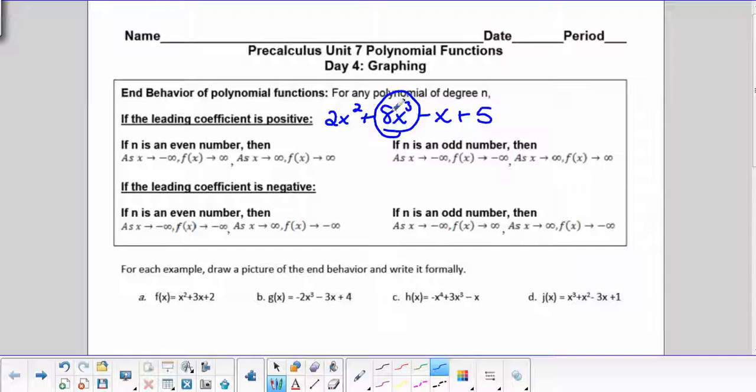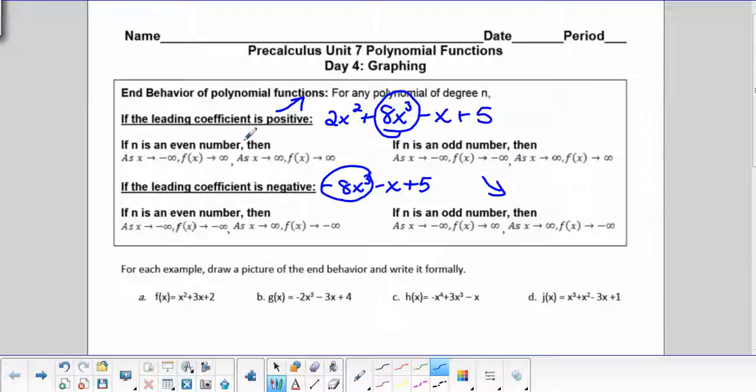And we start by looking to see if the lead coefficient is positive. That tells us that the right side will go up. And if the lead coefficient is negative, like negative 8x to the 3, then that would tell us that the right side would go down. And then after you figure out what's happening on the right side, you go to the left side.